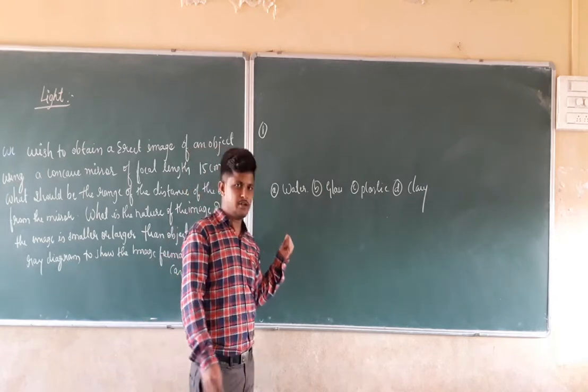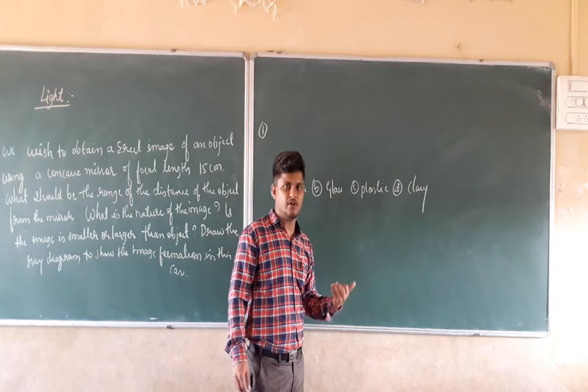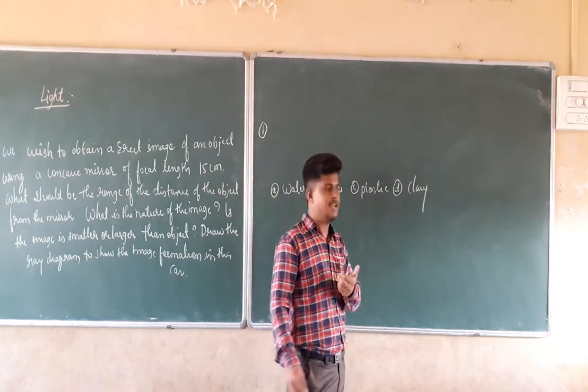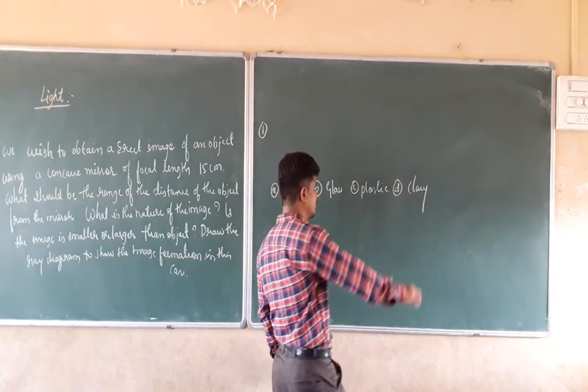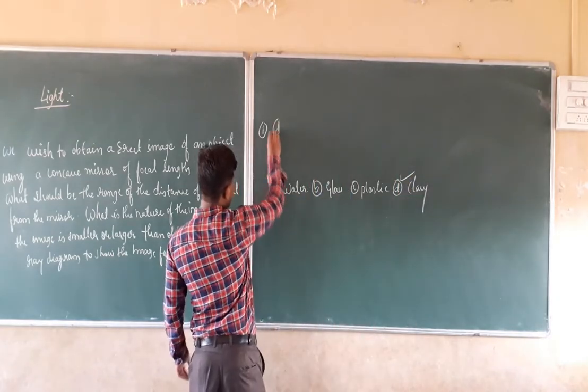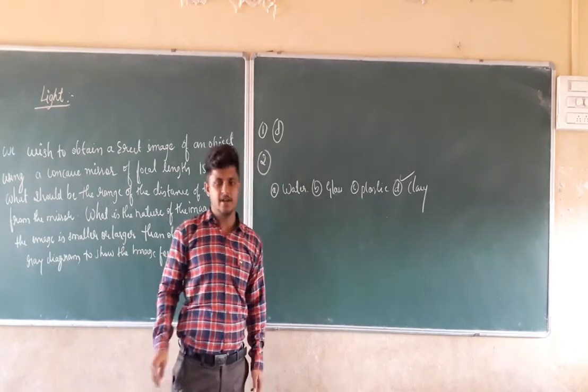We can use water for making a lens, because it is a transparent medium. Glass we can use for making a lens. Plastic we can use for making a lens. But in the case of clay, it is not possible. So the answer to the first question is D. Now take the second question.